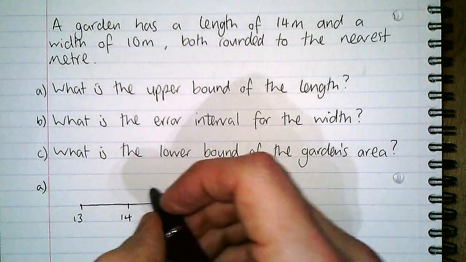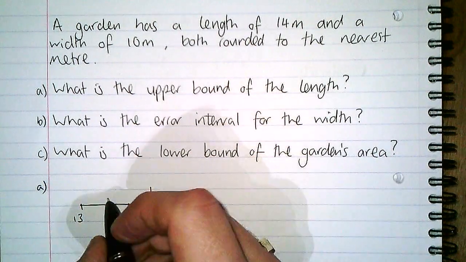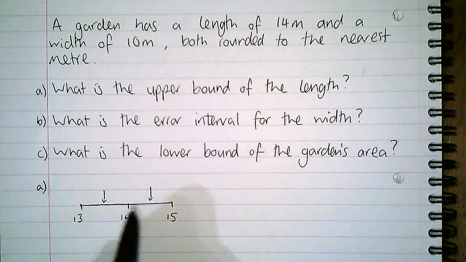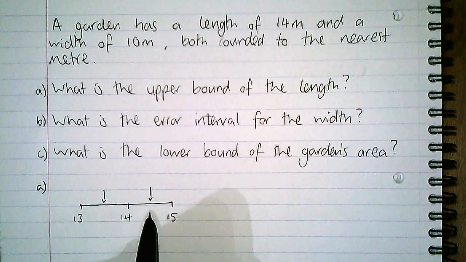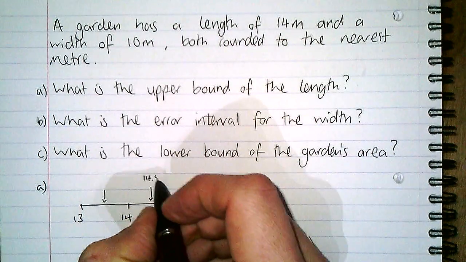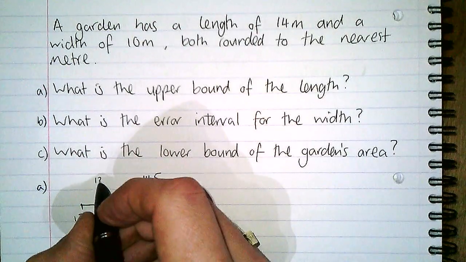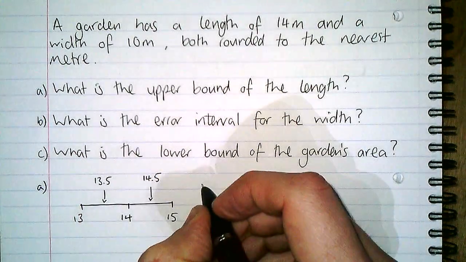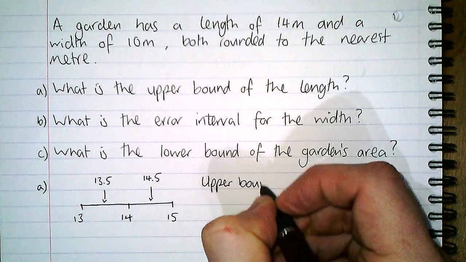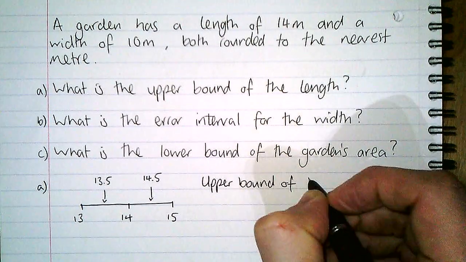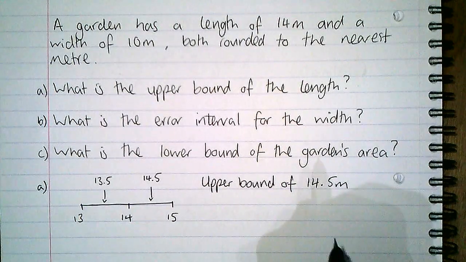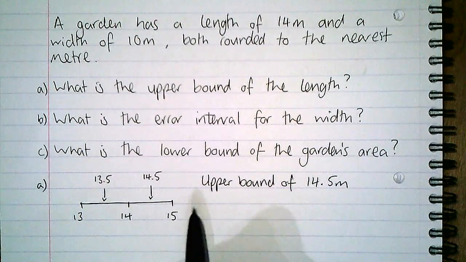What I can then do is identify my upper bound and my lower bound. In particular, I can identify the error interval by looking at the values that are exactly halfway between these things. So we've got 14.5 here as my upper bound, and 13.5 here as my lower bound. So here we've got an upper bound of 14.5 metres.